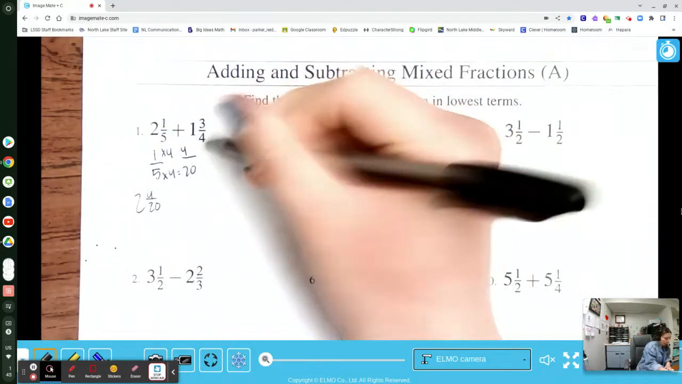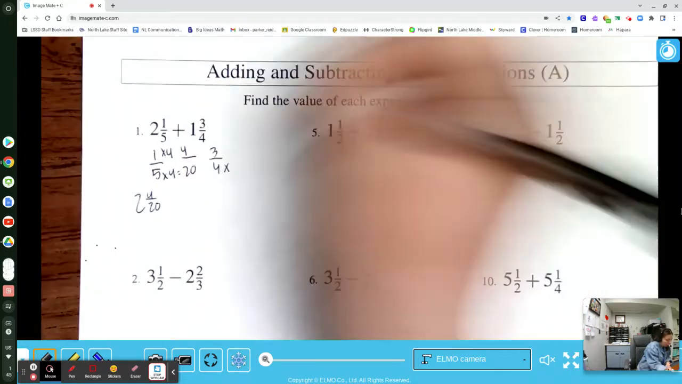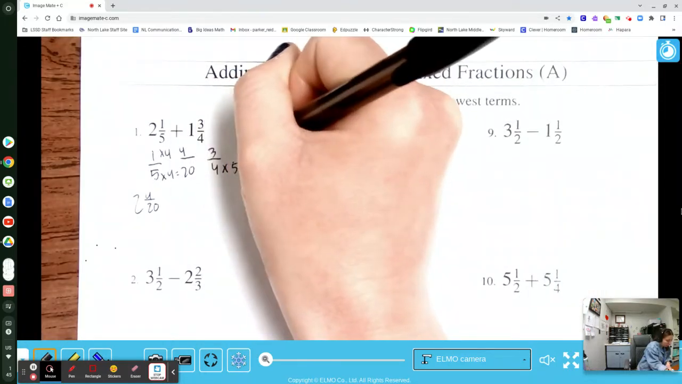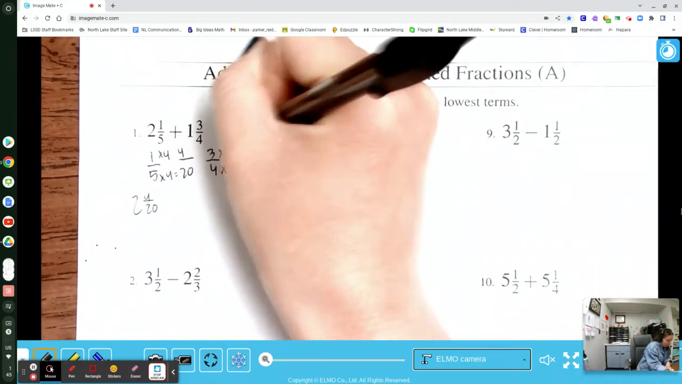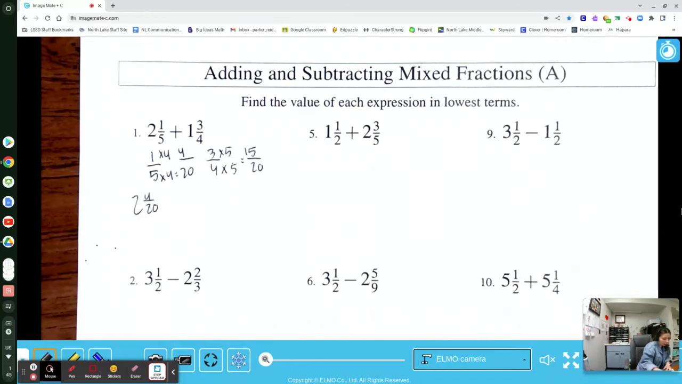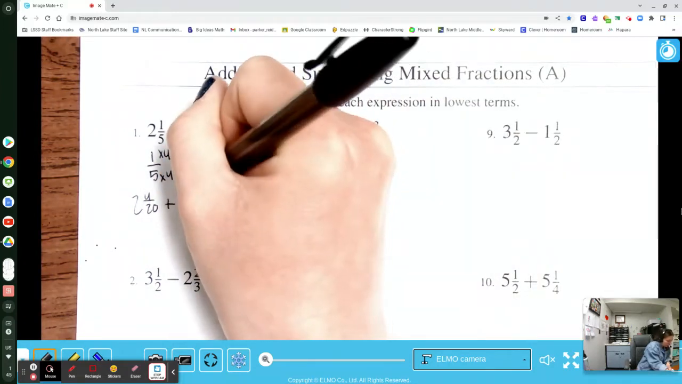And now I'm going to go ahead and change my other fraction as well. So this is 3/4. I'm trying to change the bottom into 20. So 4 times 5 gives me 20. And then I do the same to the top. 3 times 5 is 15. So 3/4 changes to 15/20. So now this says 1 and 15/20.